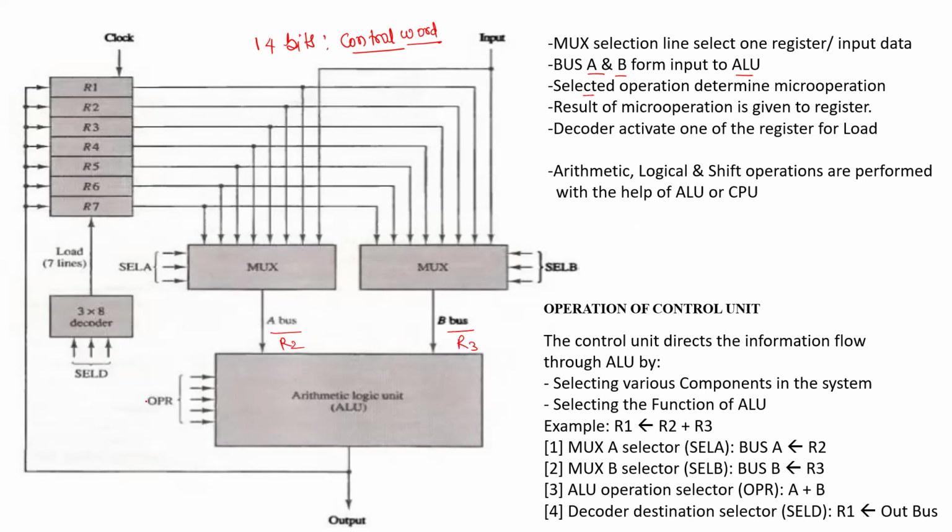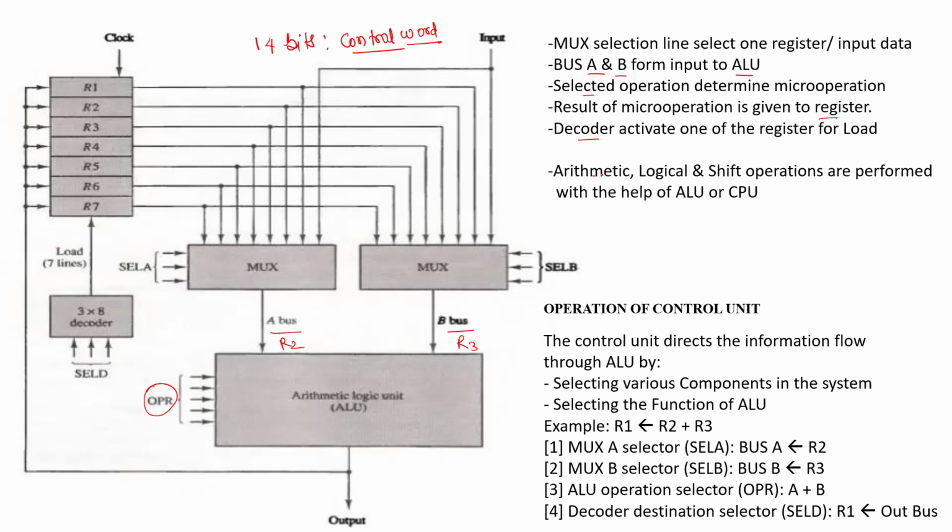Here again you are seeing that the operation field has 5 bits. This 5-bit combination is going to decide which micro operation will be executed by the ALU. The result of the micro operation is given to the register. When the register is going to be loaded is decided by the decoder.